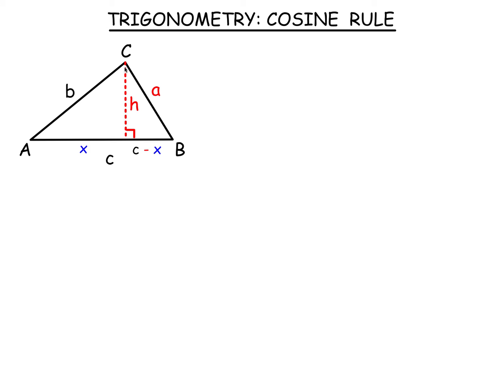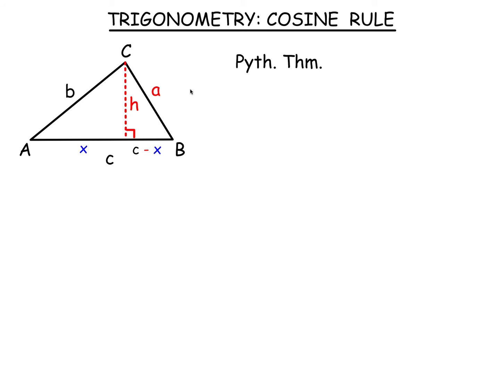If I draw in a height from this point C down to the opposite side AB, making that right angle, and call the height H, we've got two right angled triangles. C has been divided into this length X, right up here to where the height meets the side, and so the remaining part of C in here is length C minus that X. So two right angled triangles. The one on the right has hypotenuse A and shorter sides H and C minus X.